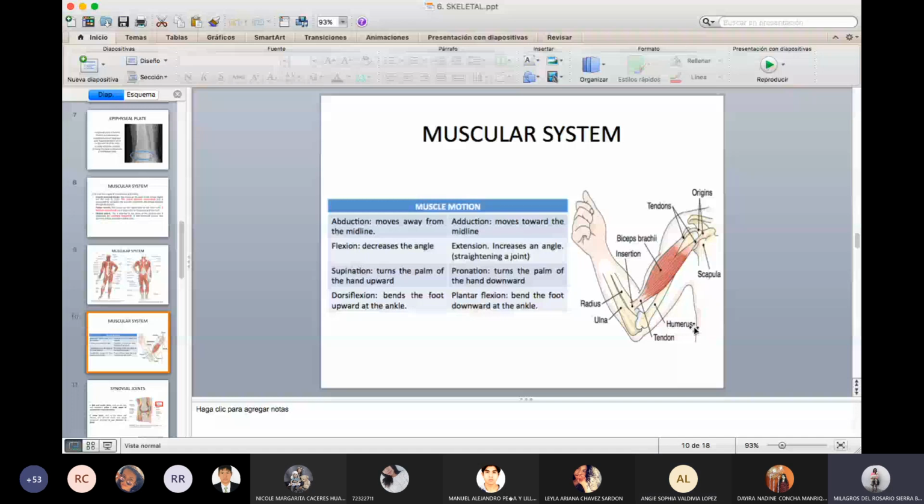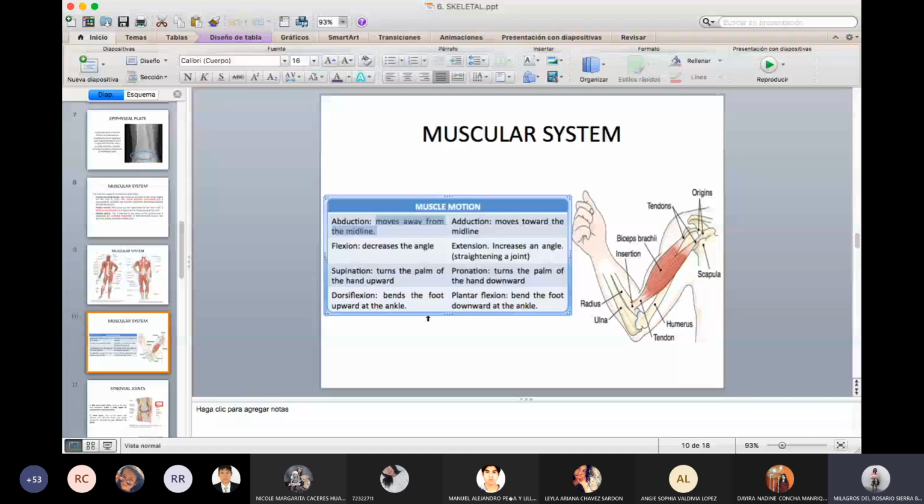So abduction is when you move away from the midline of the body, and with adduction, you move it toward the midline. Then supination and pronation: for example, when you turn the palm of the hand upwards, that would be supination, or when you're in a supine position, laying on your back, and then the prone position. I think that was also part of the exam. So when you're laying on your back, what is it called? Prone position or supination? Who can tell me? Daniela Belén.